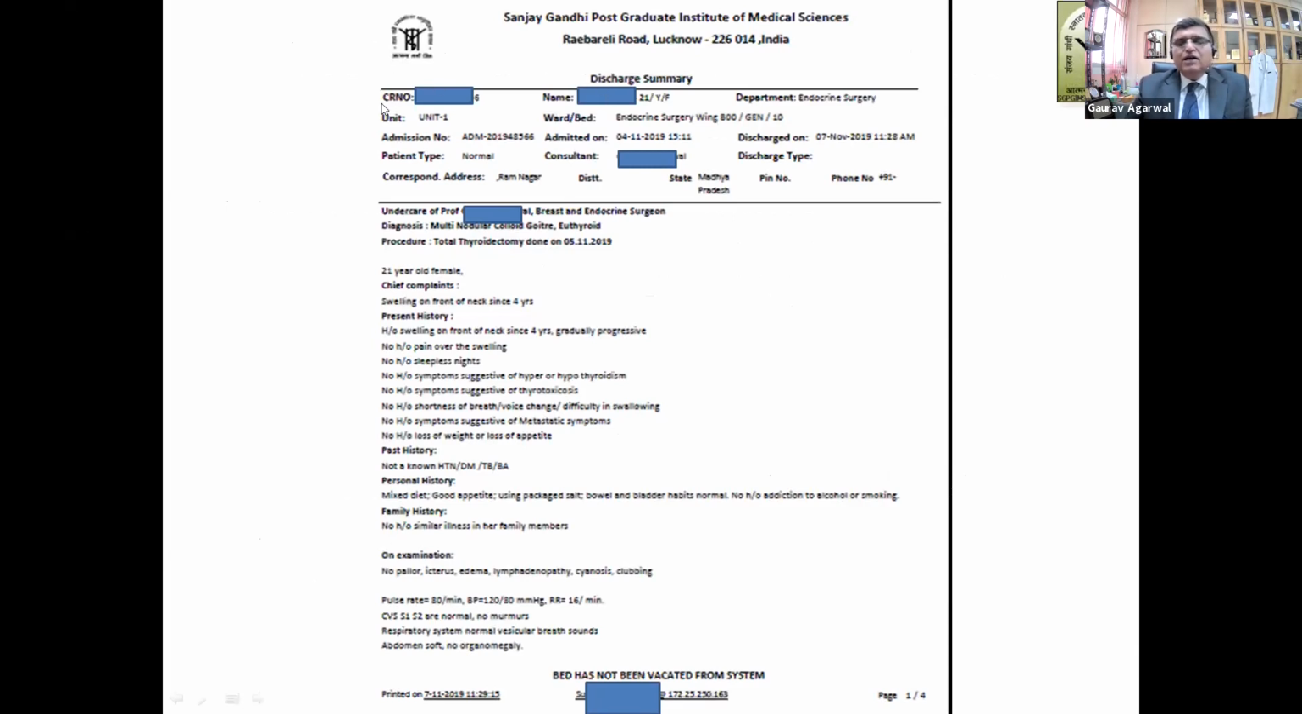It has the CR number. I mean, this is generated automatically by the hospital information system. But there are a number of fields that you need to be aware of, and you would have to enter them into the right places on HIS, so that these fields become populated on the discharge summary on HIS.